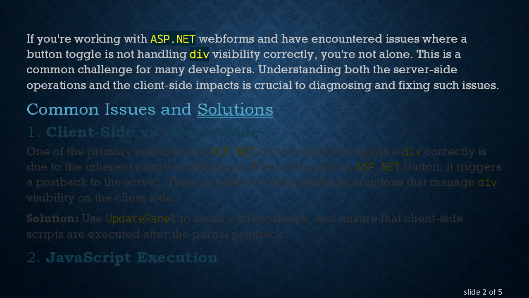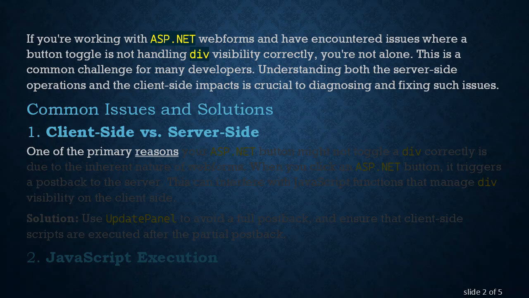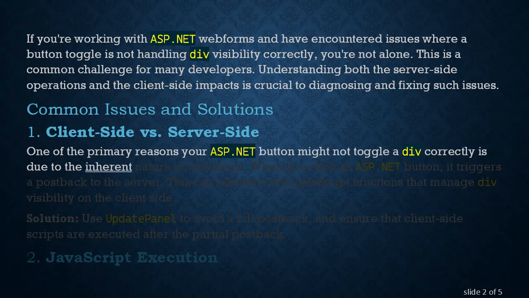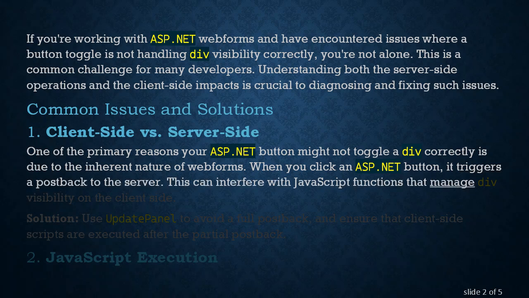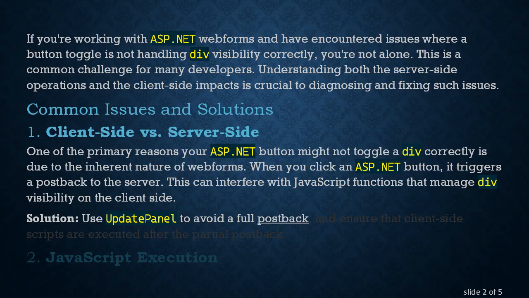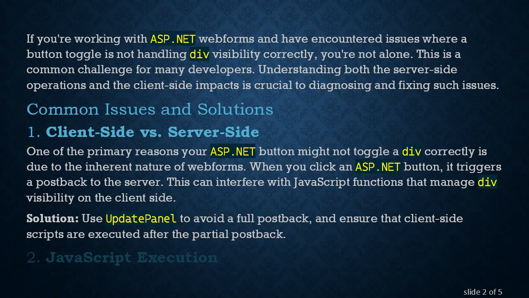Common issues and solutions. 1. Client-side versus server-side. One of the primary reasons your ASP.NET button might not toggle a div correctly is due to the inherent nature of webforms. When you click an ASP.NET button, it triggers a postback to the server. This can interfere with JavaScript functions that manage div visibility on the client side. Solution: use Update Panel to avoid a full postback, and ensure that client-side scripts are executed after the partial postback.